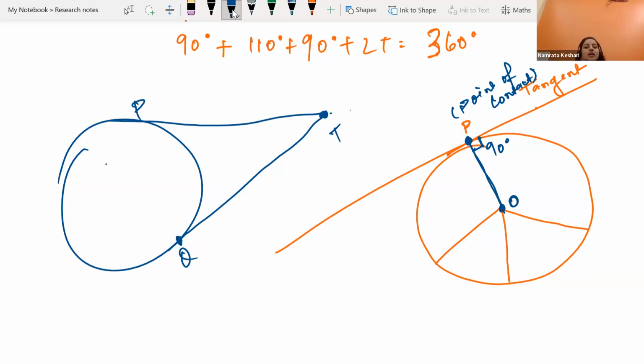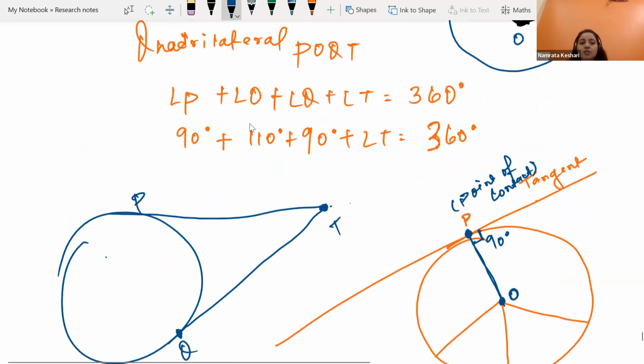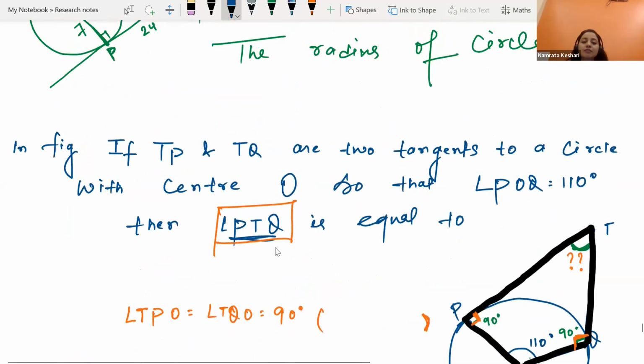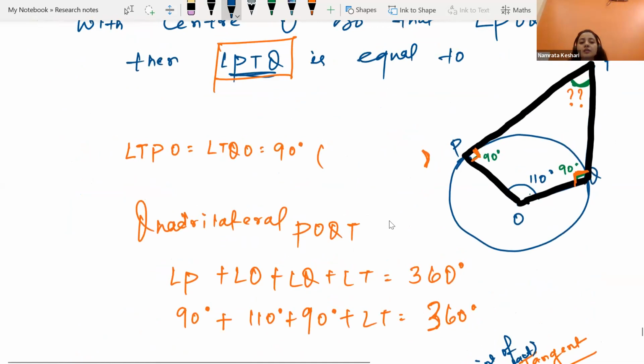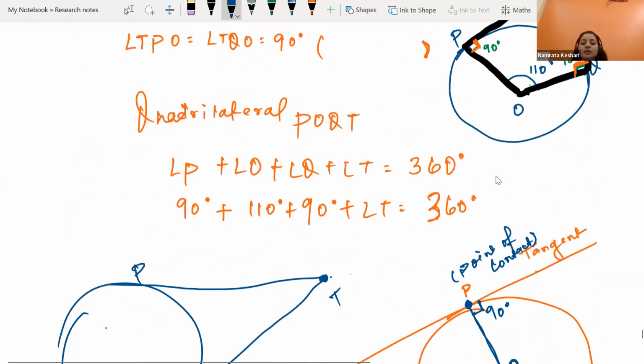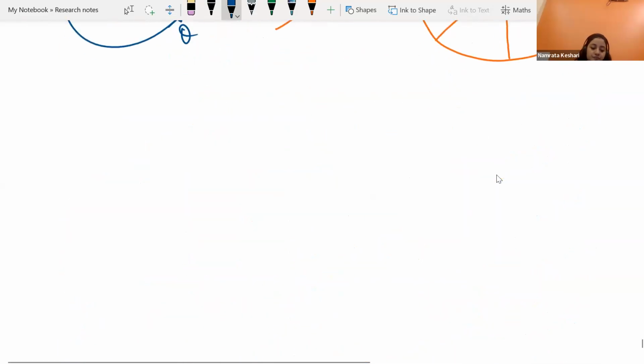In our extra class I'll be explaining everything in detail. So yes, everyone got it? Maha says 70. Yes, ma'am, 70. Okay, angle PTQ is 70 degrees. Let's move to the next one.